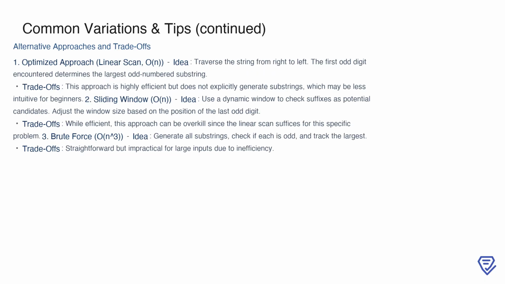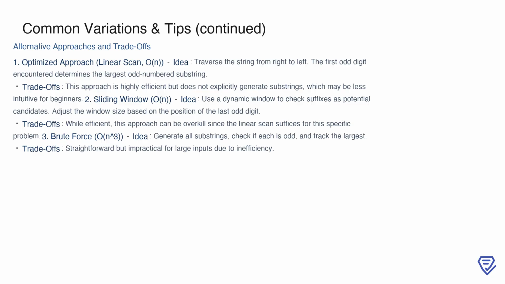To solve this problem, there are a few approaches to consider, each with its own trade-offs. The most optimized approach involves a linear scan from right to left. The idea is to find the first odd digit and use it to determine the largest odd-numbered substring. This method is highly efficient with O(n) time complexity, but it doesn't explicitly generate substrings, which might feel less intuitive for beginners. Another approach is using a sliding window technique, which dynamically checks suffixes as potential candidates by adjusting the window size based on the position of the last odd digit. This method can be more complex than necessary for this specific problem.